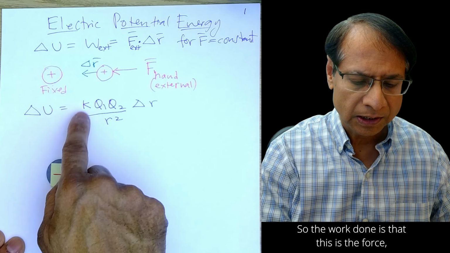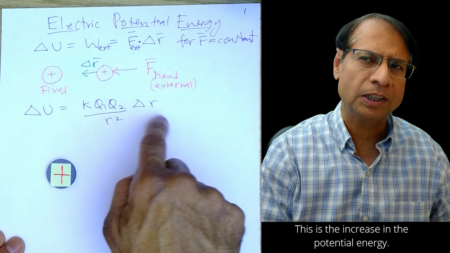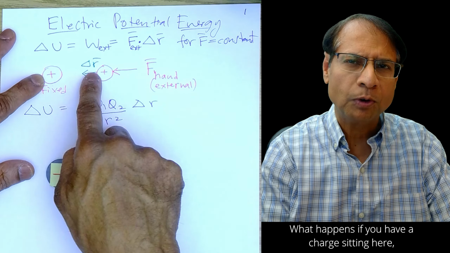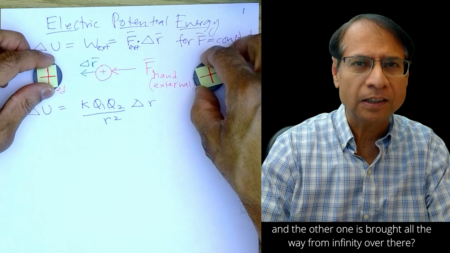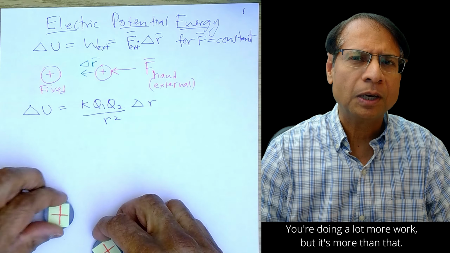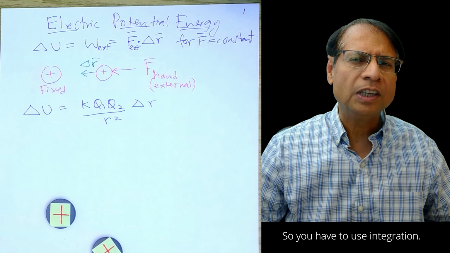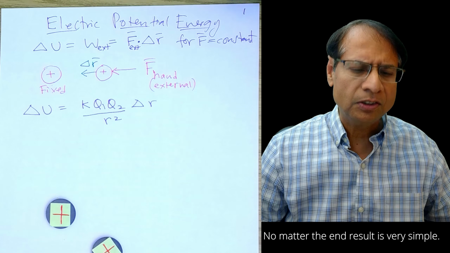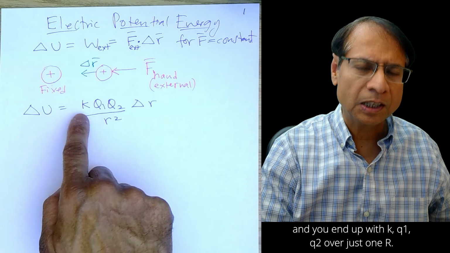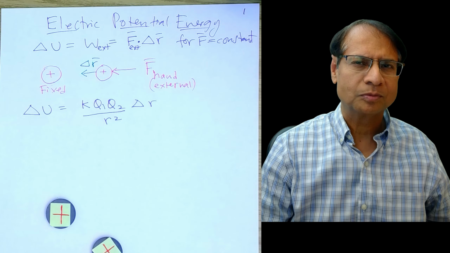So the work done is this is the force and that's the displacement. They're in the same direction. This is the increase in the potential energy. But that's to move it from here to here by a tiny amount. What happens if you have a charge sitting here and the other one is brought all the way from infinity over there? You're doing a lot more work, but it's more than that. In this case, the force is not constant, it's variable. So you have to use integration. No matter, the end result is very simple. It's almost like this delta R cancels one of the R, and you end up with K Q1 Q2 over just 1 R.